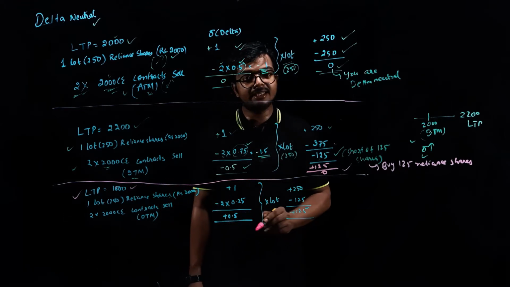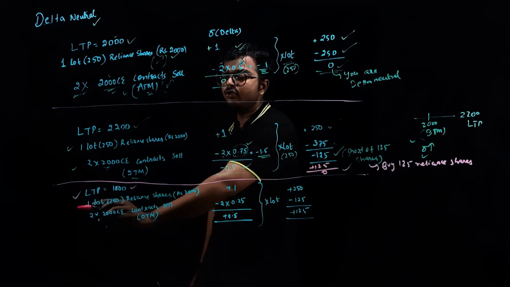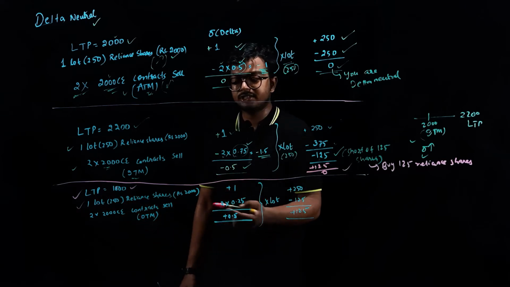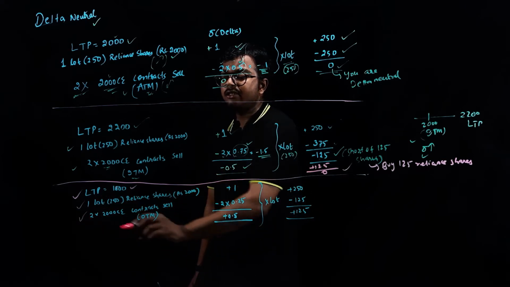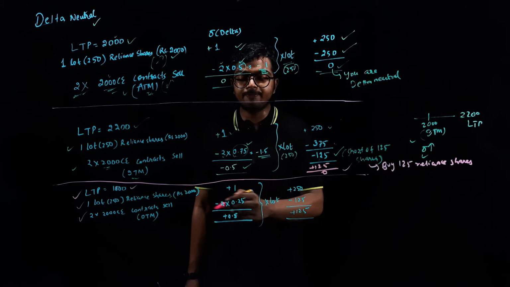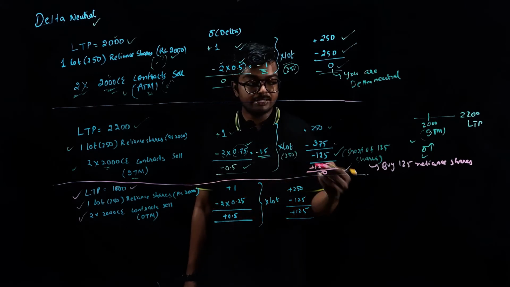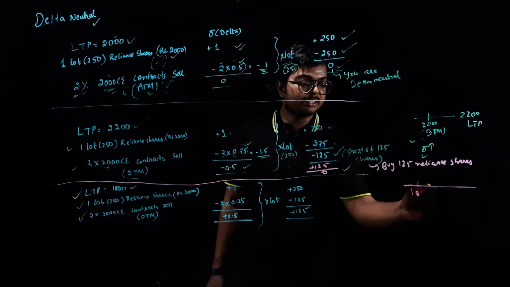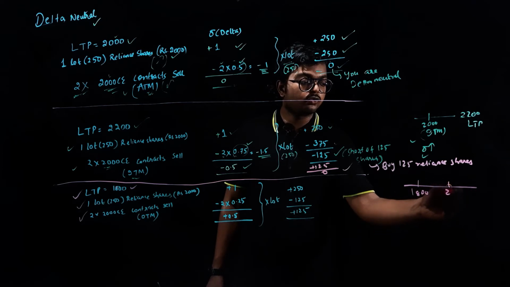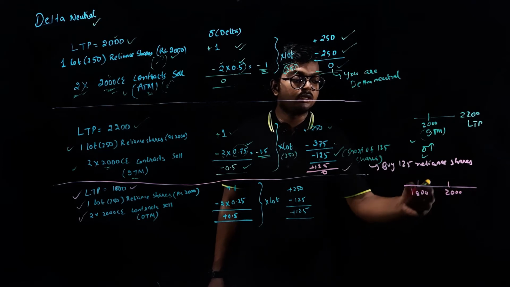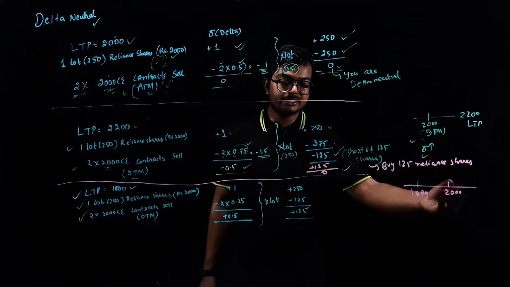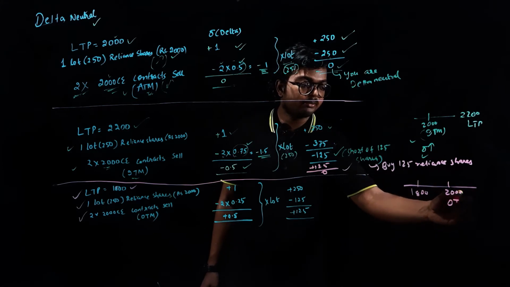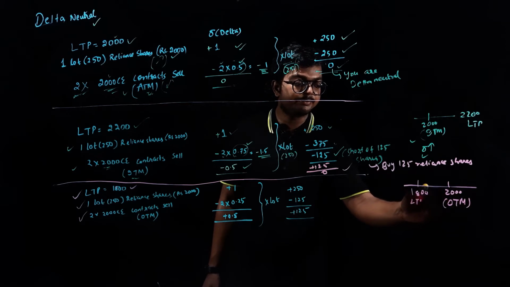So if it becomes 1800, then in this case again you have one lot of Reliance shares that you have purchased, and there are two lots of contracts that you have sold. Now in this case, say for example, the current price here is 1800 and you have sold call at 2000. Now this 2000 is above 1800, so this is an out of the money call option for this LTP, right?